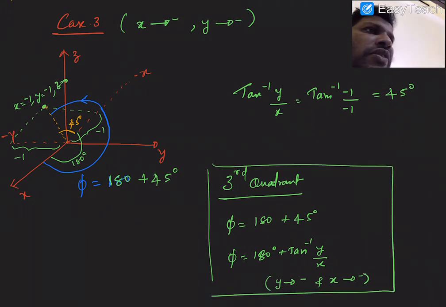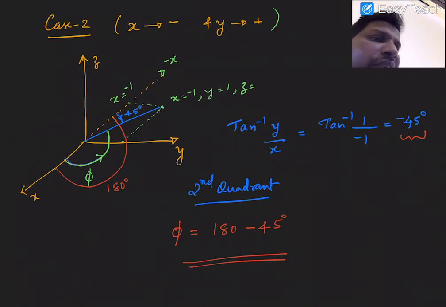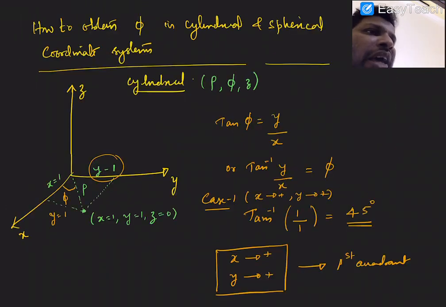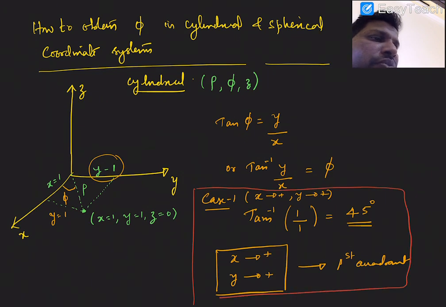Now we will generalize this. In this case phi is equal to 180 plus tan inverse y over x, which is actually negative. And here you should note that your x is negative and y is positive. This is in which quadrant? It is in the second quadrant. And next, in case 1, that means you are in the first quadrant, both are positive, nothing to do.